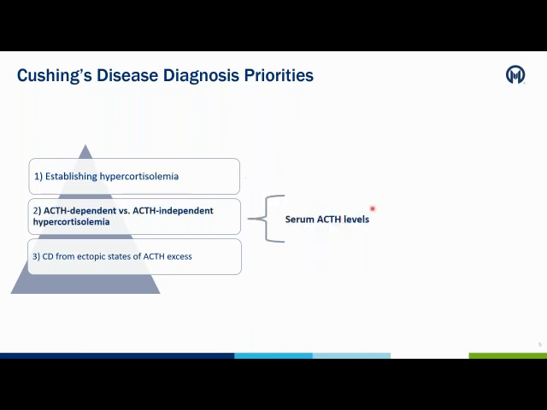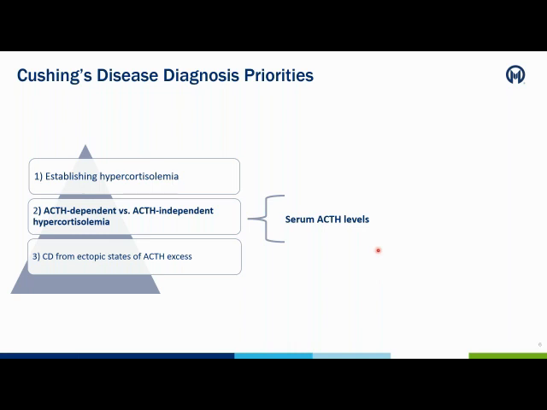Then the next step, which is the second and easy step, is to determine whether this is ACTH-dependent versus ACTH-independent hypercortisolemia. In ACTH-dependent disease, there is a tumor in some part of the body producing ACTH. And when that happens, the ACTH levels are going to be elevated.